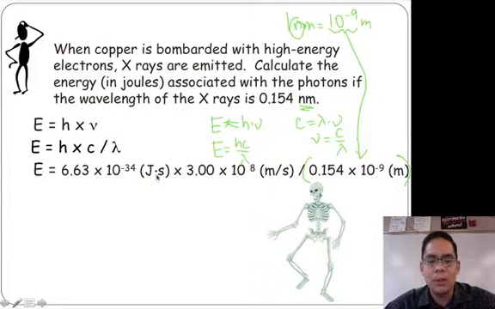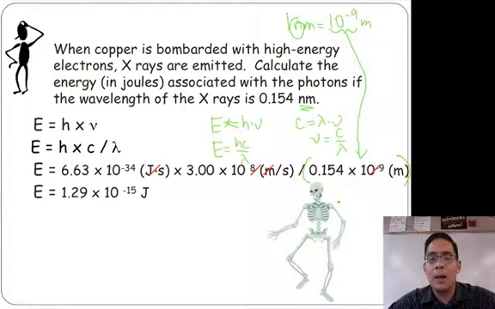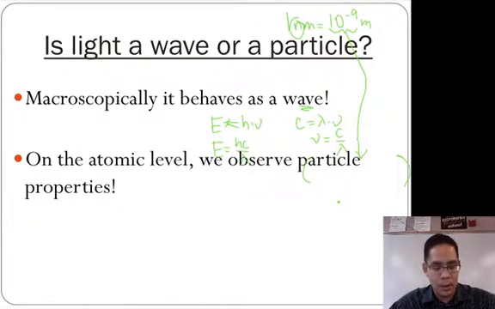6.626 times 10 to the minus 34 times 3 times 10 to the 8, divided by this number right here. All together, units of course cancel out, the seconds and the meters canceling, and I wind up getting joules: 1.29 times 10 to the minus 15 joules. That would be the energy associated with one single X-ray. It doesn't look like a lot of energy, but for one single X-ray, that is very dangerous.